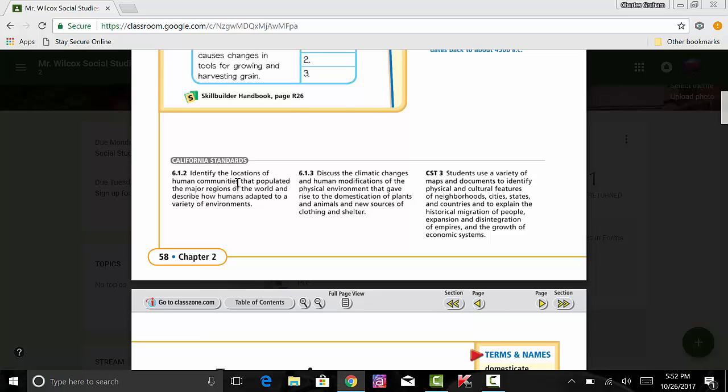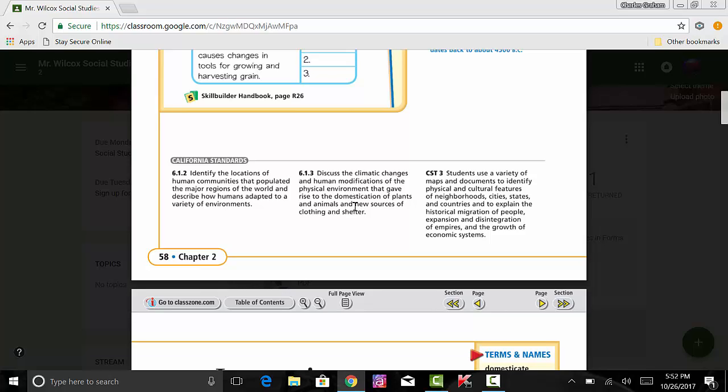Locations of human communities that populated the major regions of the world, and describe how humans adapted to a variety of environments, climactic changes and human modifications of the physical environment that gave rise to the domestication of plants and animals, and new sources of clothing and shelter.